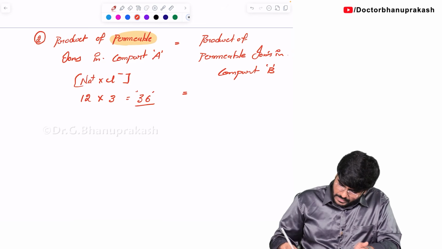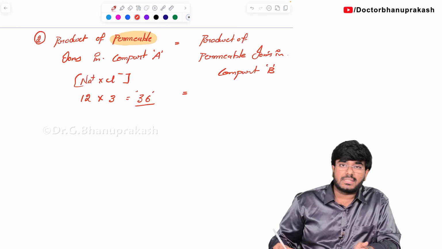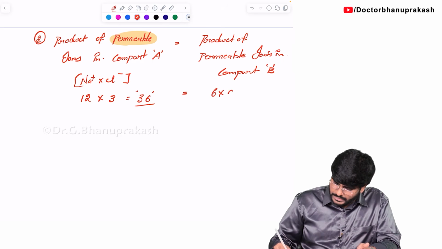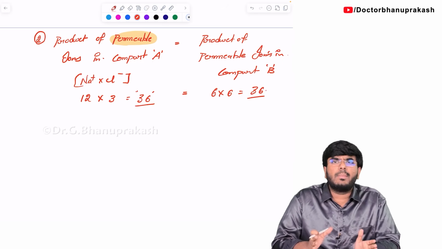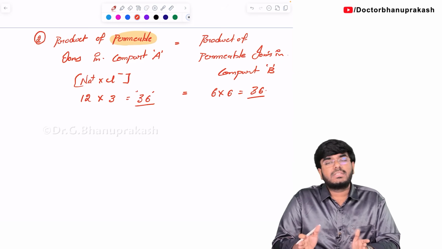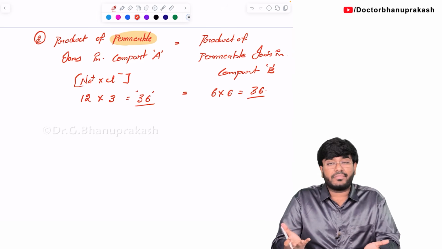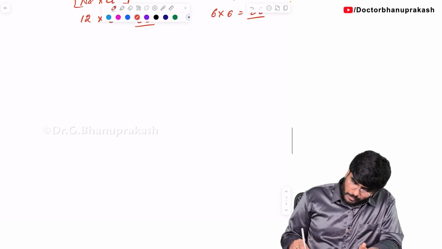In the same way, here in compartment number B, what is the product? Same sodium chloride ions are there. How many sodium and chloride? 6 and 6, I have shown you. So 6 into 6, how much? That's also 36. So the product of the permeable ions, I am not talking about the impermeable ions, in compartment number A is exactly equal to the product of permeable ions in compartment number B. Which means in the equilibrium state, the ions are equally distributed. Okay, next, one more important thing.